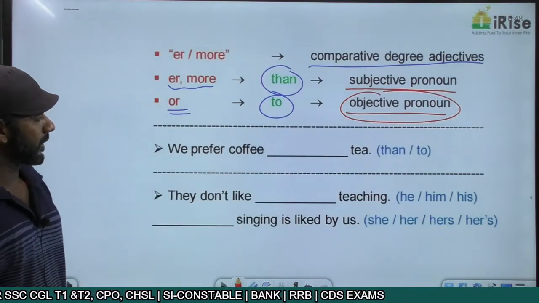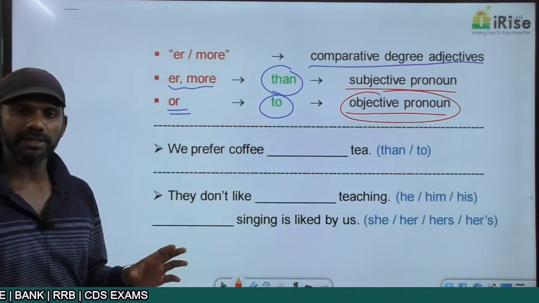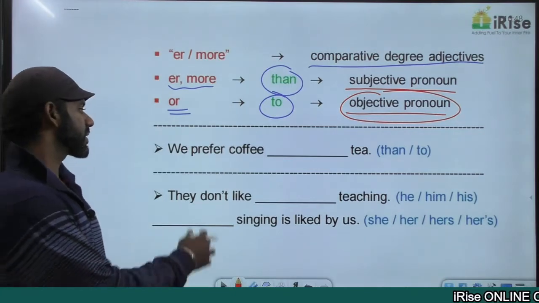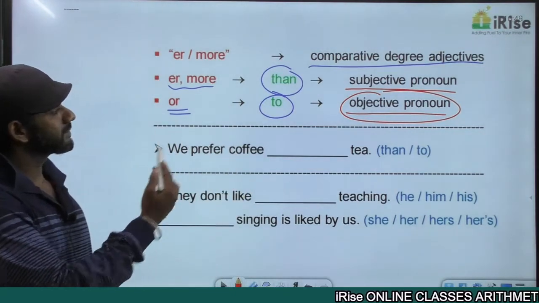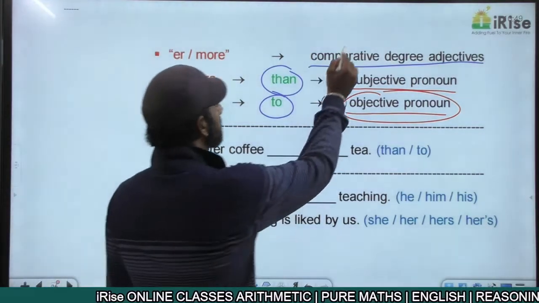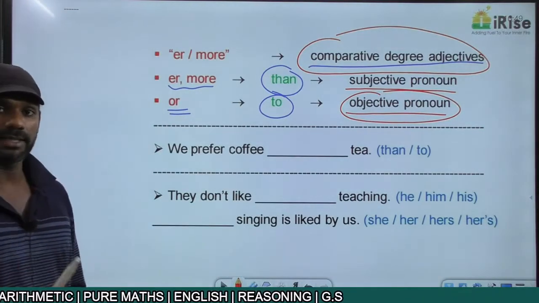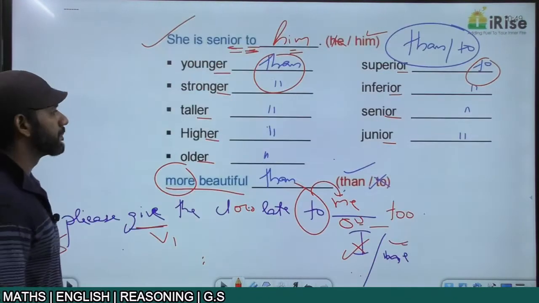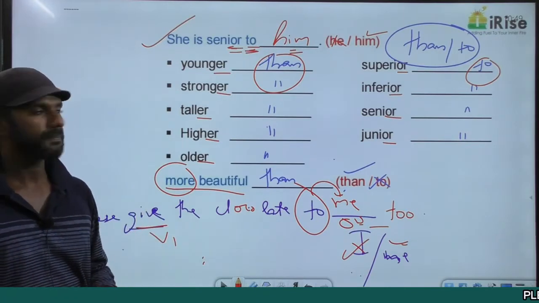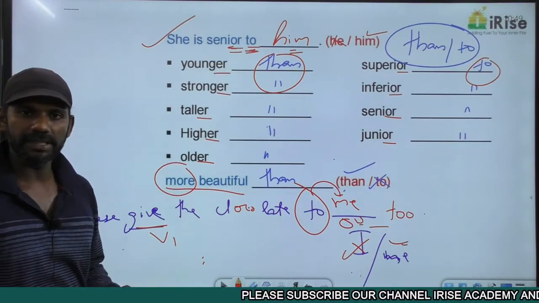Come to this one. We prefer coffee dash tea. The options are than, to. I said ER words will be followed by than. But I said ER words; that means comparative degree adjectives will be followed by than. That is why I said, if it is a comparative degree adjective, we can separate ER from that word. Younger is young plus ER. Stronger is strong plus ER.